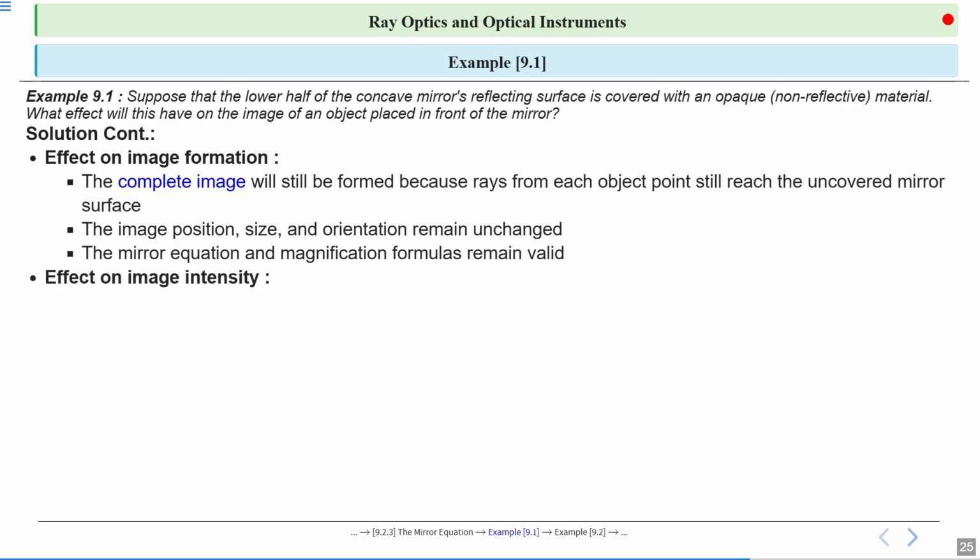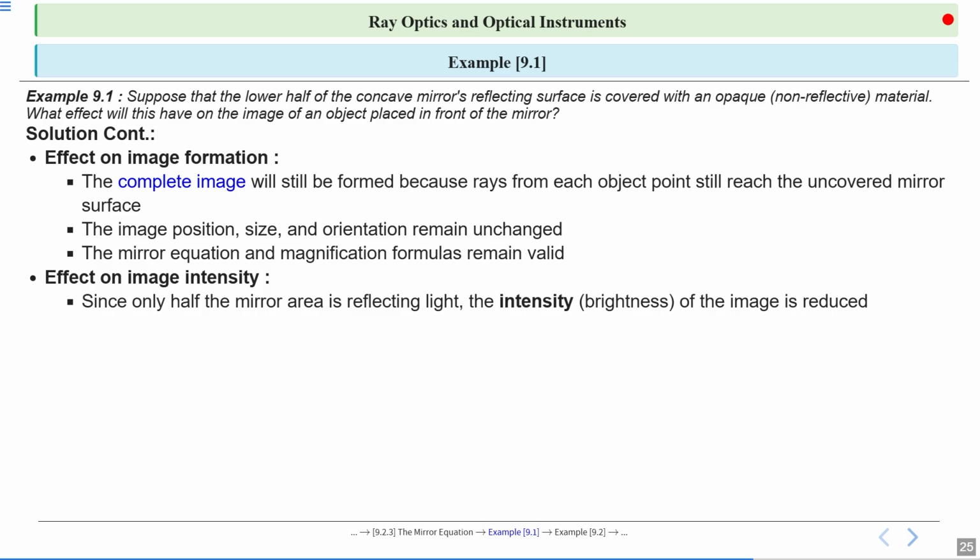So, the effect on the image intensity. When we cover a lens or any mirror, that affects the intensity of the image, the sharpness of the image. Since half of the mirror area is reflecting light and the other half is not, the number of rays that are reflecting and forming an image is reduced, due to which the brightness or intensity of the image is reduced. Approximately half the light that would normally form the image is lost.